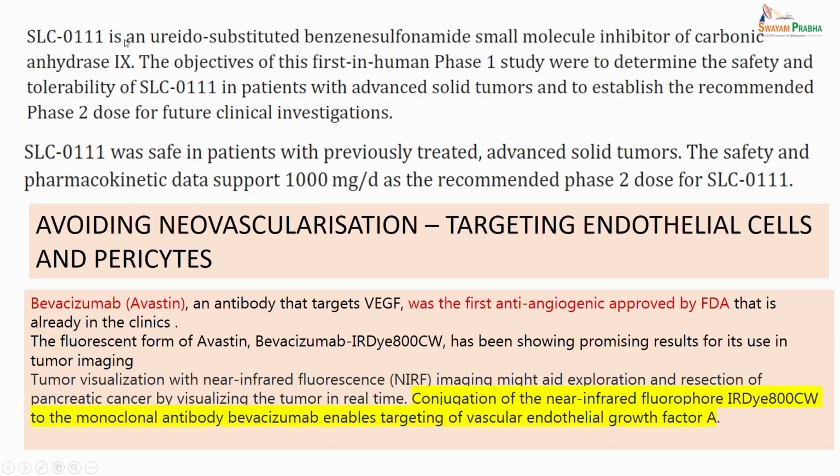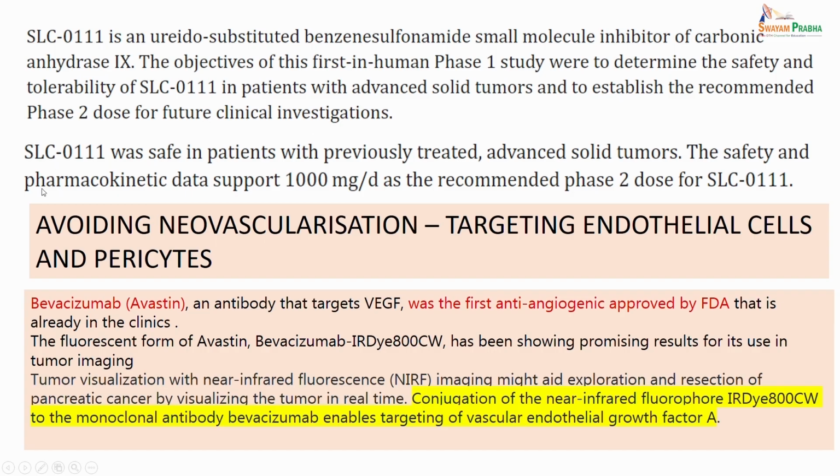This SLC-0111 is actually a substituted benzene sulfonamide small molecular inhibitor of carbonic anhydrase 9. Just like acetazolamide, this particular small molecular inhibitor also works against carbonic anhydrase 9. The objectives of the first-in-human, that is phase 1 study, were to determine the safety and tolerability of this small molecular inhibitor in patients with advanced solid tumors, and to establish the recommended phase 2 dose for future clinical investigation.